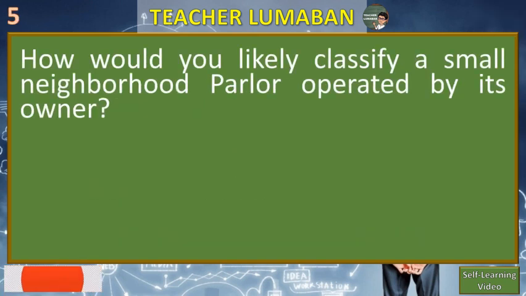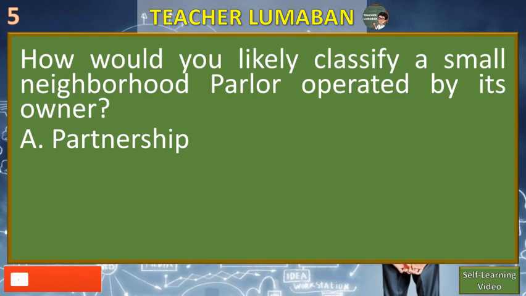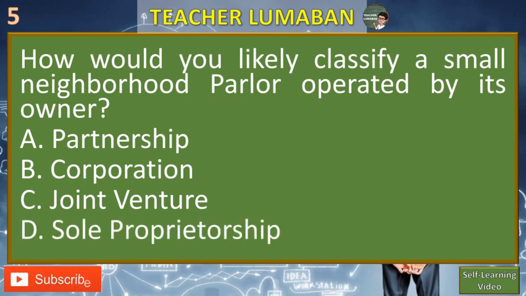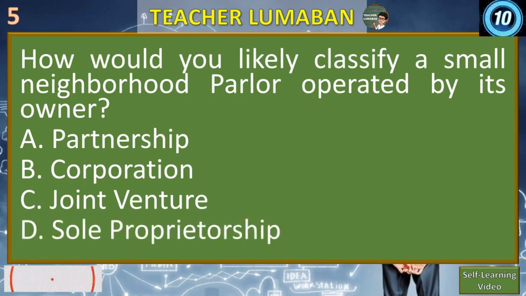How would you likely classify a small neighborhood parlor operated by its owner? A. Partnership. B. Corporation. C. Joint venture. D. Sole proprietorship.